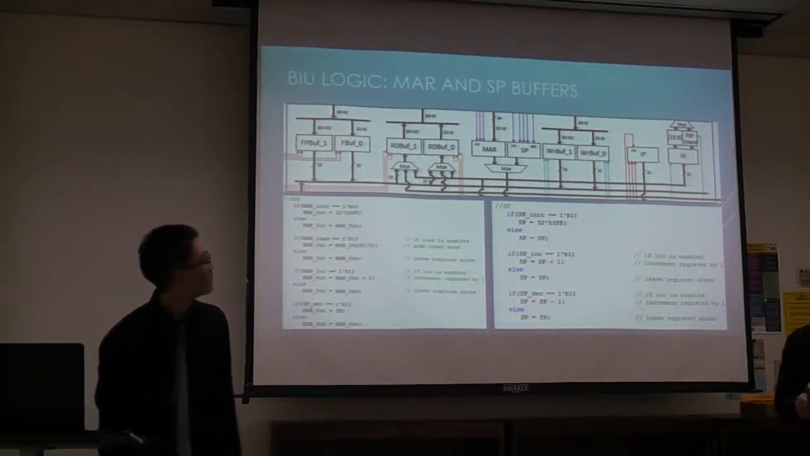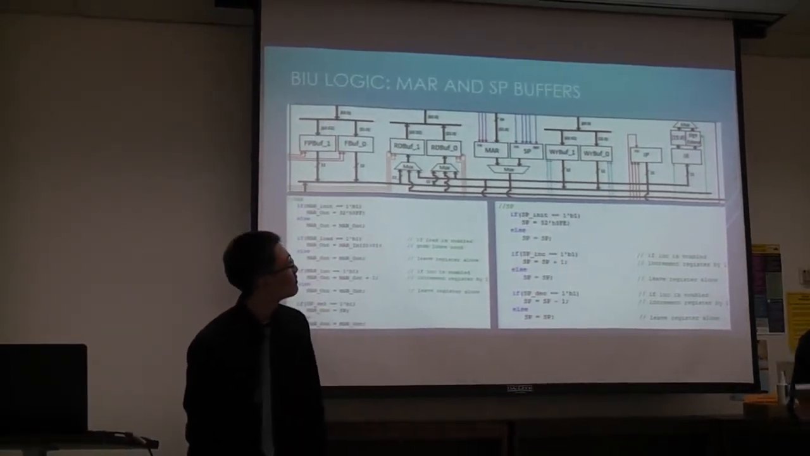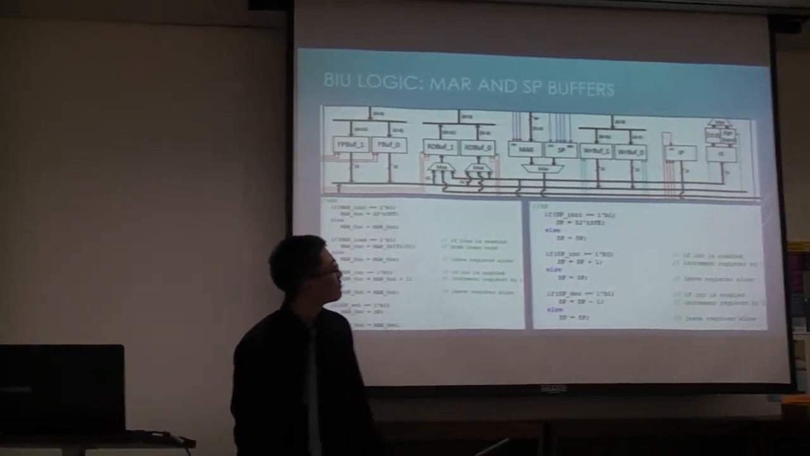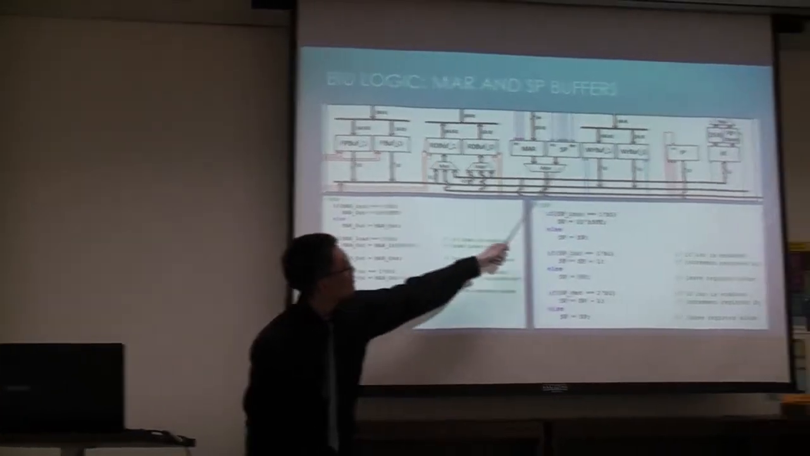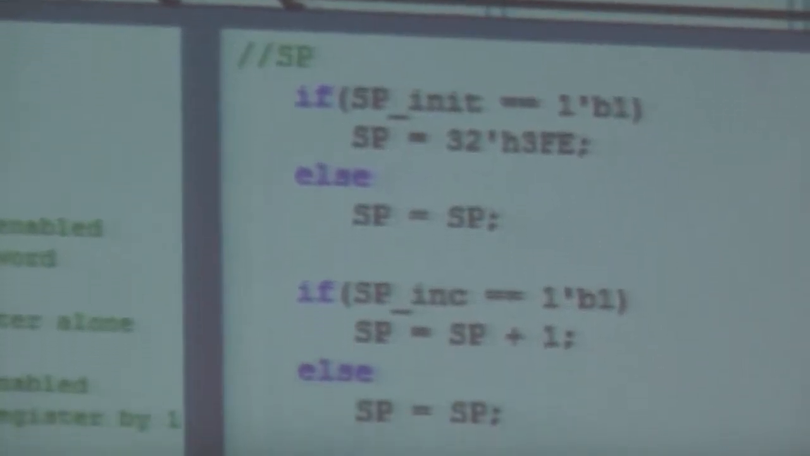The MAR, or the memory address register, accepts data from the integer data path and contains memory addresses for interfacing with the data memory module. The stack pointer contains the address of the stack and is pre-decremented on a push instruction and post-incremented on a pop.